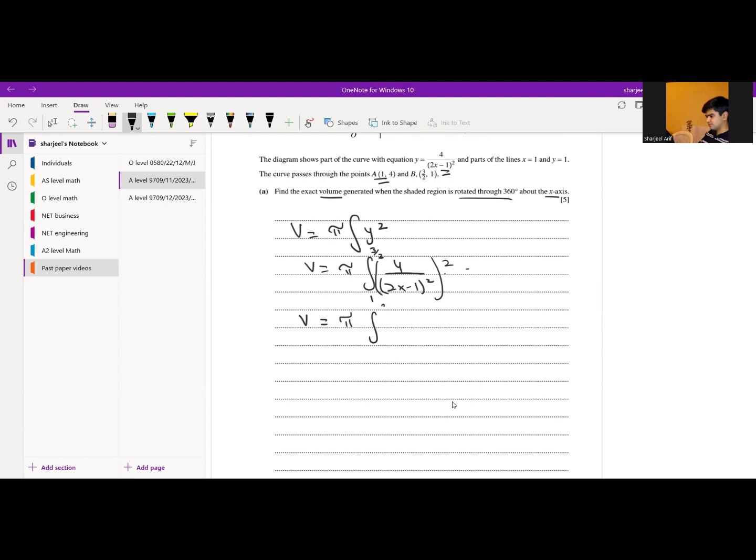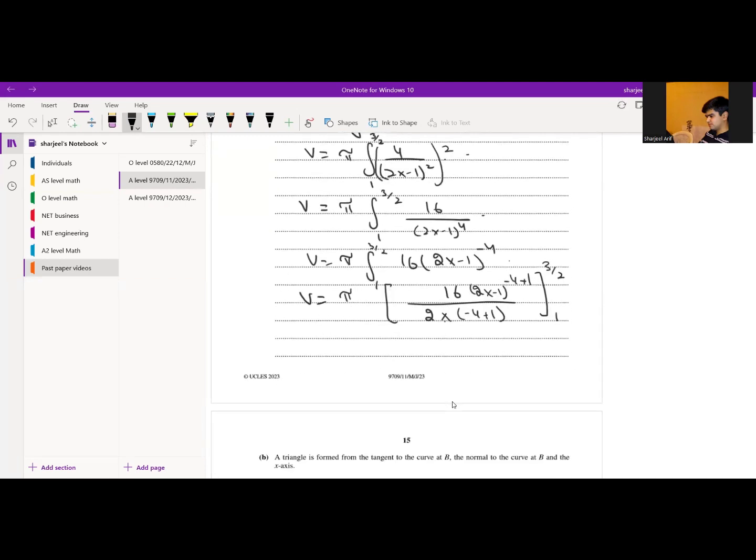So this will become the integral from 3 by 2 to 1 of 16 over (2x minus 1) power 4. You can rewrite it in this form to make it a little easier, (2x minus 1) power minus 4. Now you can apply the integration. So for this we will get 16 divided by (2x minus 1) power minus 4 plus 1 over minus 4 plus 1, into the derivative of the expression, that would be 2. And we will place 3 by 2 and 1 here.